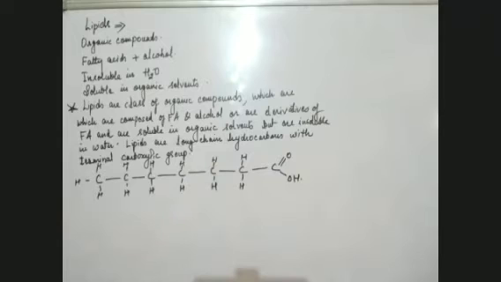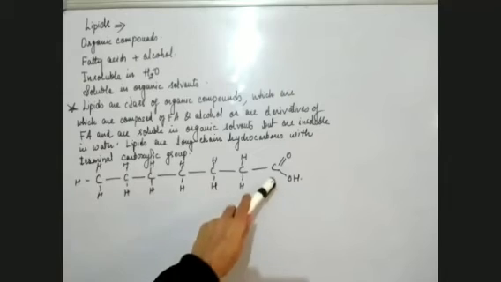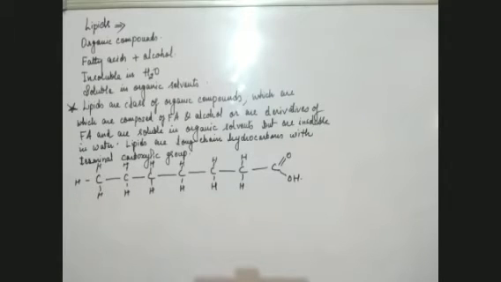So I have drawn a lipid: a long chain hydrocarbon with a terminal carboxylic group. Is it clear? This is something about the introduction of lipids. Is it clear to you all? Anything you want to ask me? The terminal carboxylic group is present, and these are long chain hydrocarbons. Is it clear? I'm not getting any response?